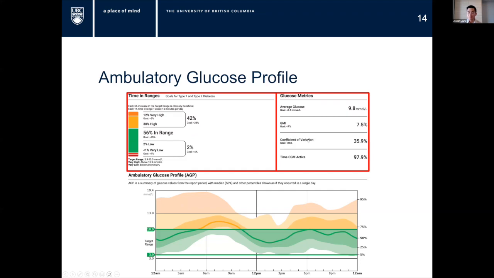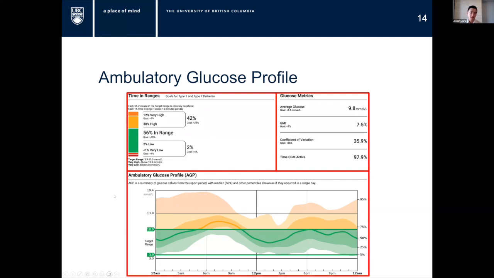There's the coefficient of variation. So this tells us how tightly the blood sugar readings wrap around the mean blood sugar readings. And the goal here is less than 36%. And there's also this time that the CGM is active. So this tells you how much of the time the patient is wearing their CGM device.